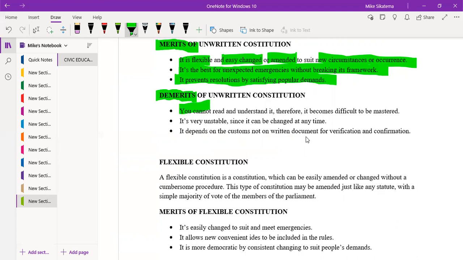It cannot be read and understood. Customary law, oral tradition. Therefore, it is very difficult to be mastered. What someone might tell you can change over time. The other thing is that it's very unstable and it can be changed at any time. So, instability is not a good characteristic of governance.